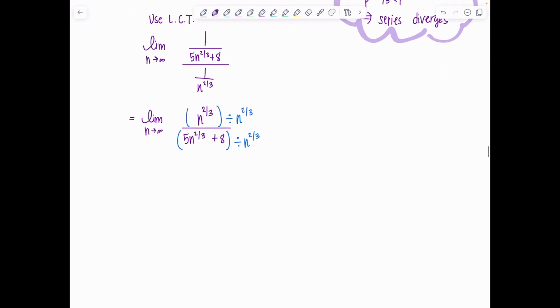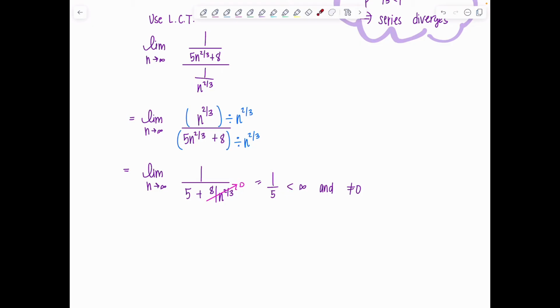And then let's see. So we've got the limit, n goes to infinity, 1 over 5 plus 8 over n to the 2/3. And then as n goes to infinity, 8 over n to the 2/3 is going to go to 0. I'm left with 1 over 5. What's important about 1 over 5? Not the magnitude, just the fact that it's finite and can't be 0.